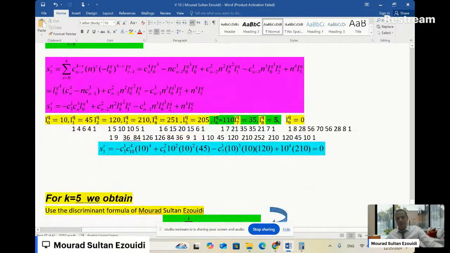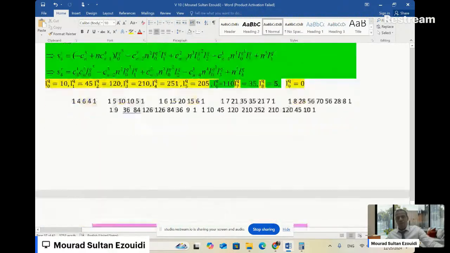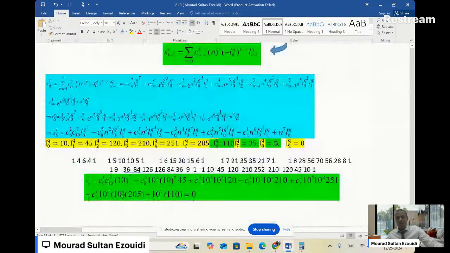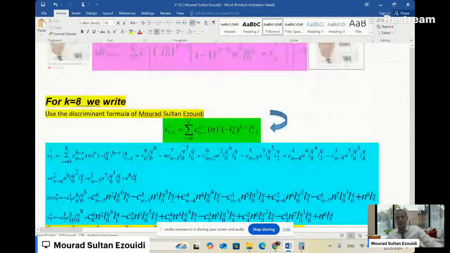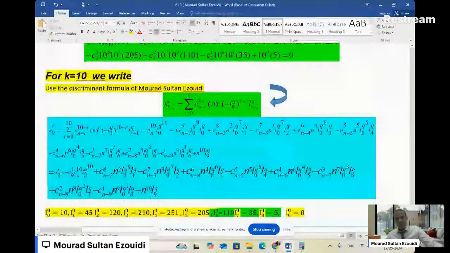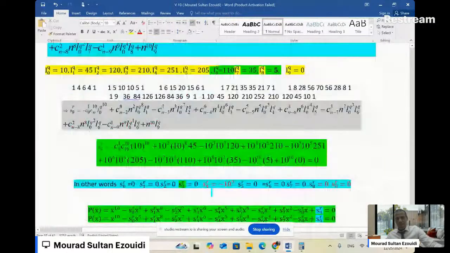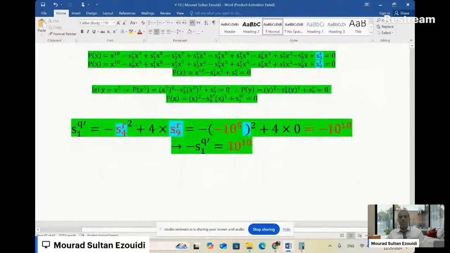So this is the polynomial to the power 10. We found all the s subscript k minus 1 equal to 0 except s4. You see, now I will write. The polynomial to the power 10 is written like that. After making simplification, it will be p of y equals y squared minus s4 y plus s9 equal 0.